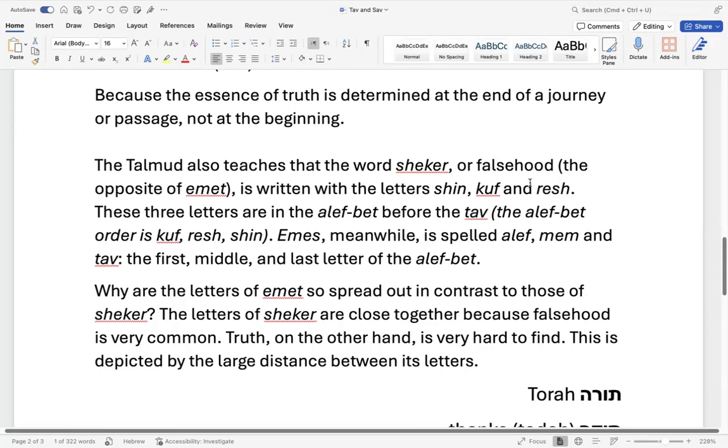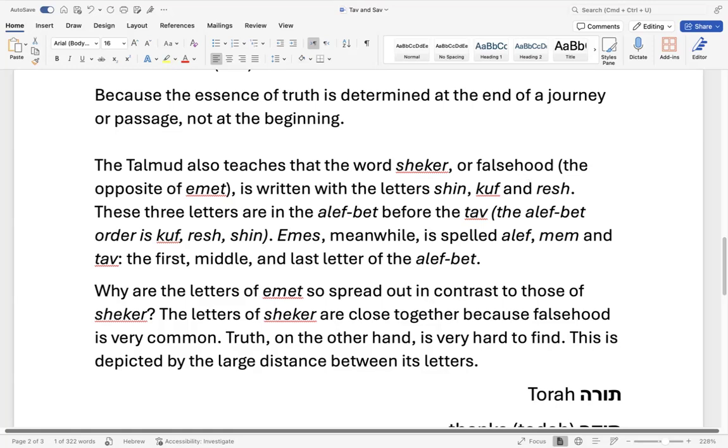Emet is spelled Aleph, Mem, Taf. Aleph is the first letter, Mem is the middle letter, and Taf is the last letter. And the teaching from this is that with emet you have to search a little harder. The first letter, the middle letter, and the last letter spell emet, but the letters of sheker are close together, according to the Talmud, because lies are very common and easy to find.